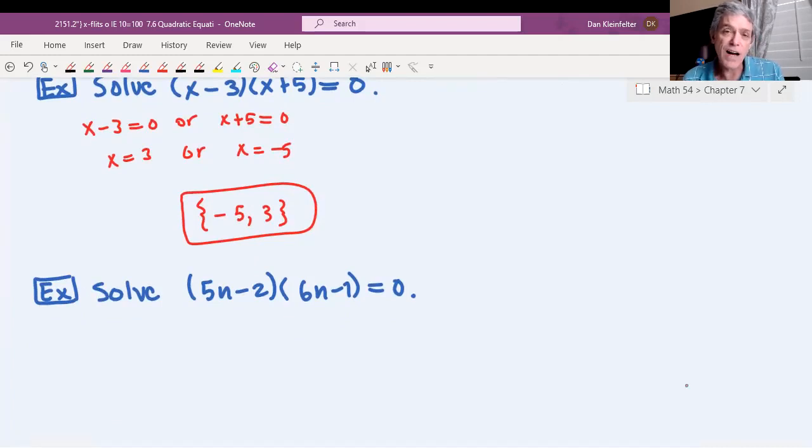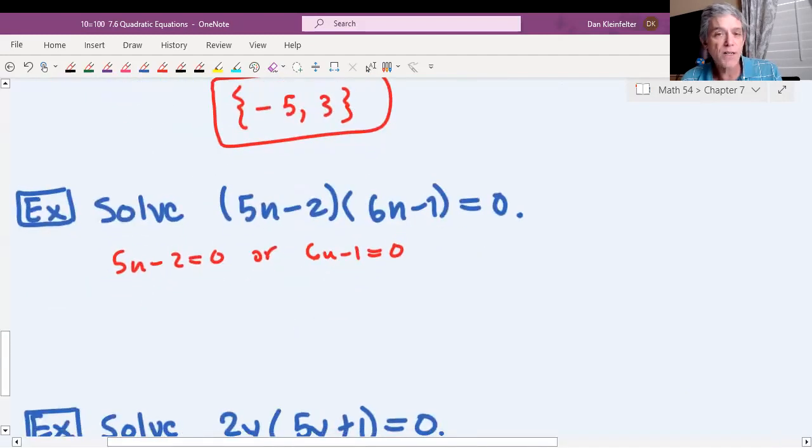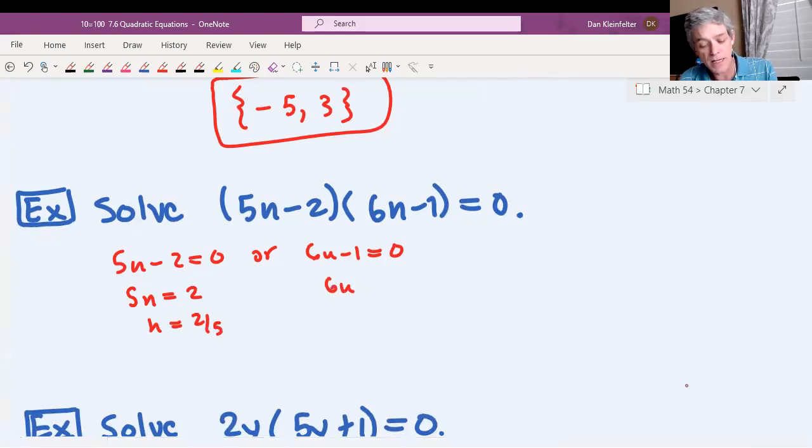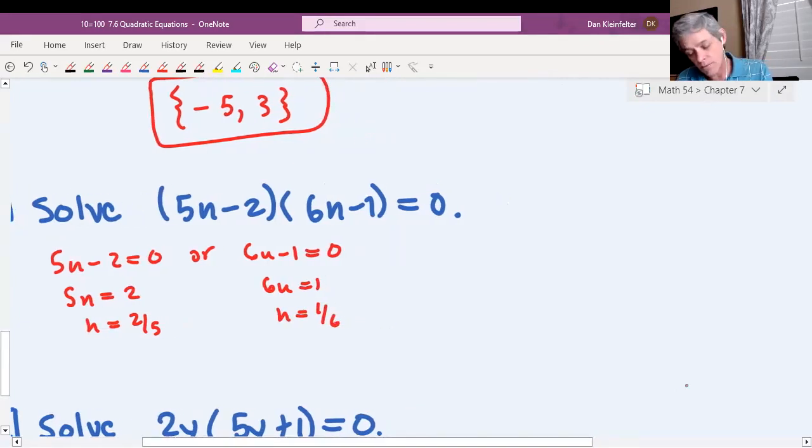Okay, here we've got (5n minus 2)(6n minus 1) equals 0, so it must be that either 5n minus 2 is 0 or 6n minus 1 is 0. Again, this gives us two linear equations that we can solve. So 5n equals 2, n equals 2/5. 6n equals 1, n equals 1/6. So our two solutions here are going to be 1/6 and 2/5.